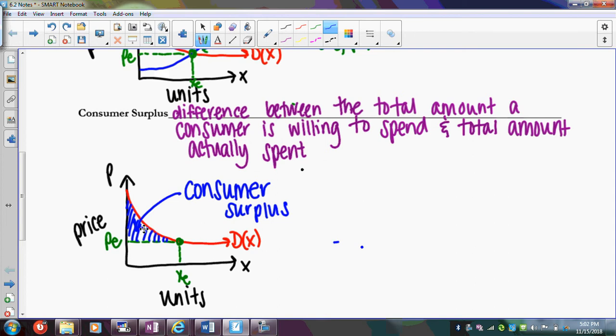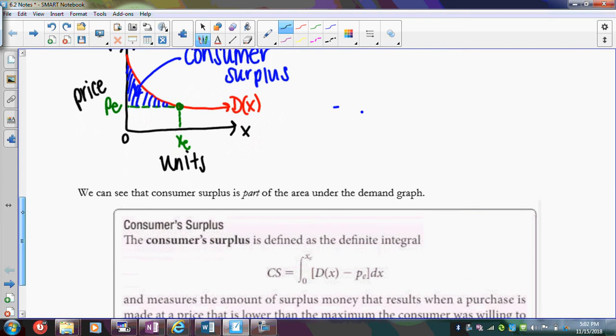So we're not going to actually have to test to see which function is greater. But d of x will always be greater. So what we'll do is we'll take d of x, we'll subtract off this horizontal function, p sub e, and then we'll integrate between 0 and whatever that number of units is at the equilibrium point. So that's where, if you look down below, this formula comes from.